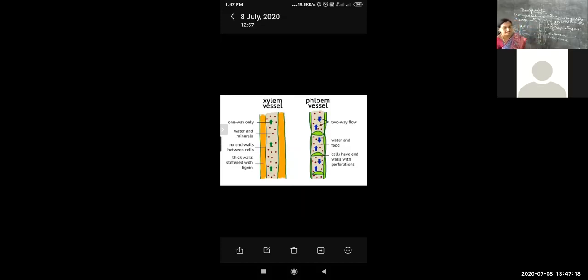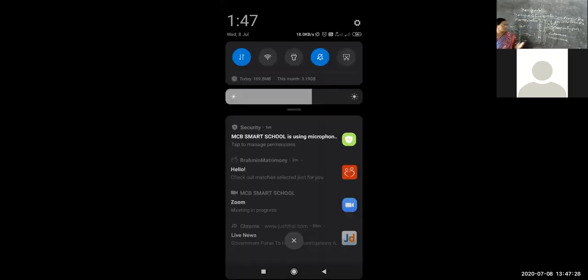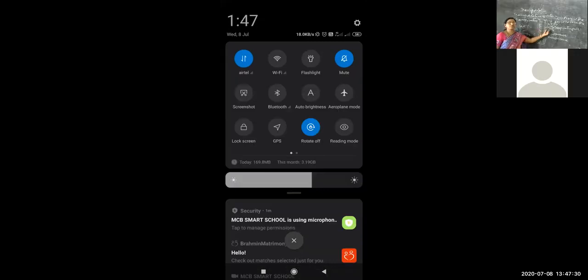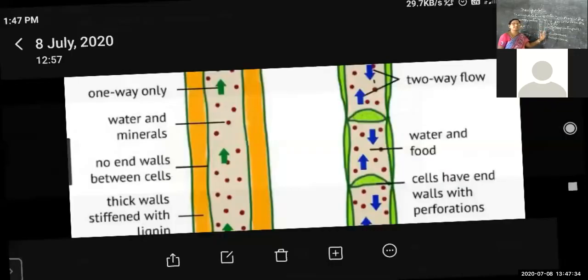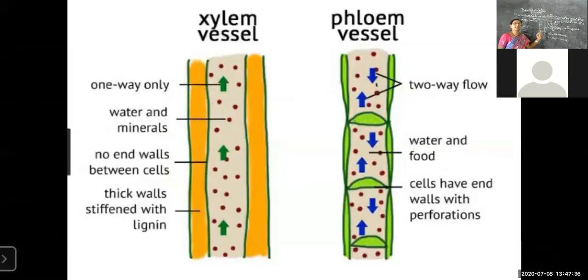Then in another diagram you are looking at on the screen, children, you can see the xylem vessel, and besides that the phloem vessel is there. Why I am showing that picture is because the xylem and phloem always appear side by side. They are adjacent to each other.